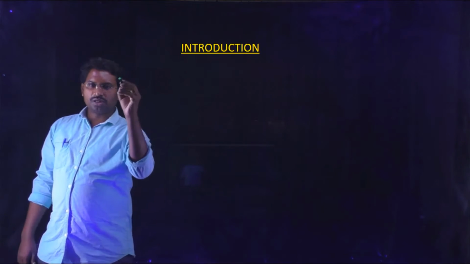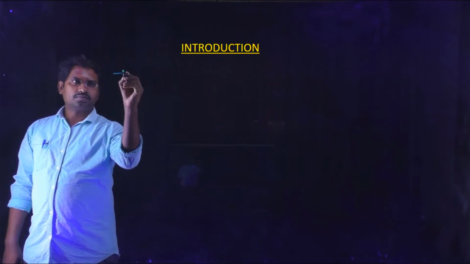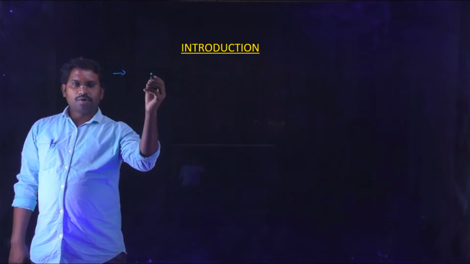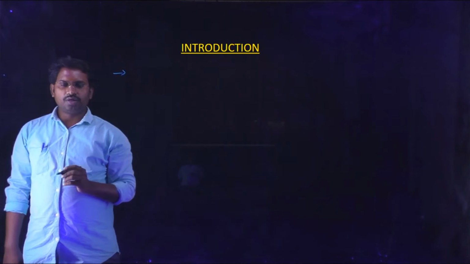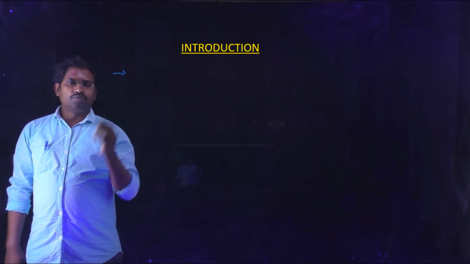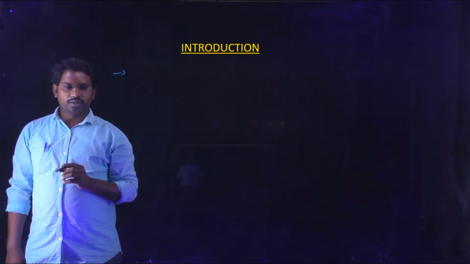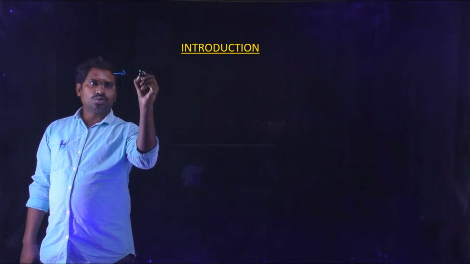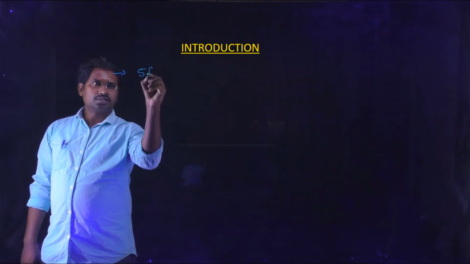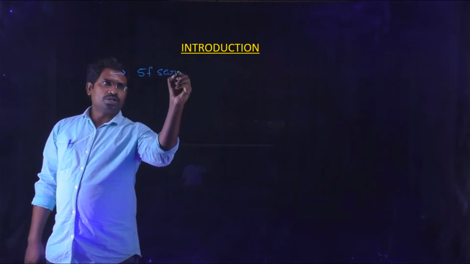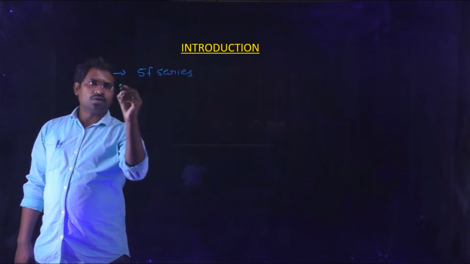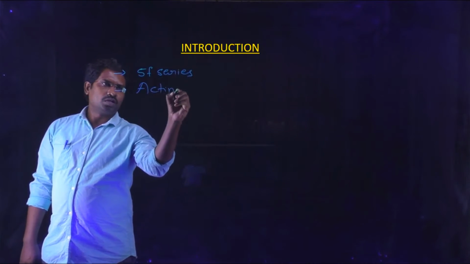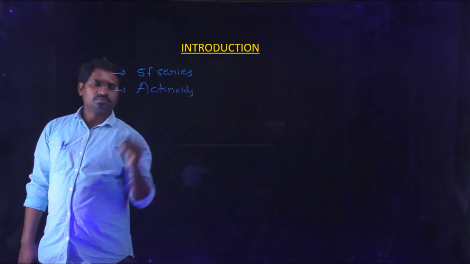Now the elements present in the 5f series. You know that very well. The f-block consists of two series, the 4f series and the 5f series. The 4f series elements are known as lanthanides, which we already discussed. Next, the elements which belong to the 5f series are known as actinoids.